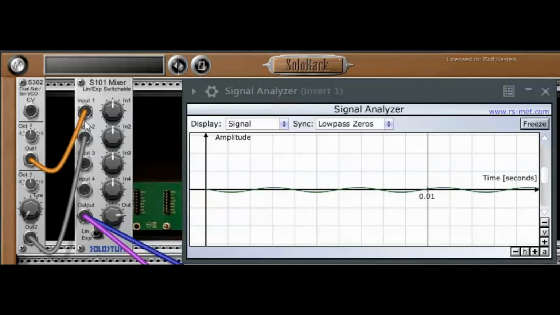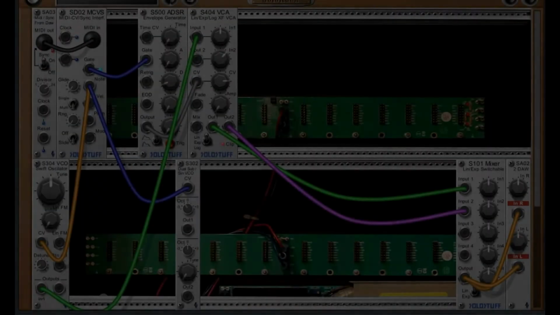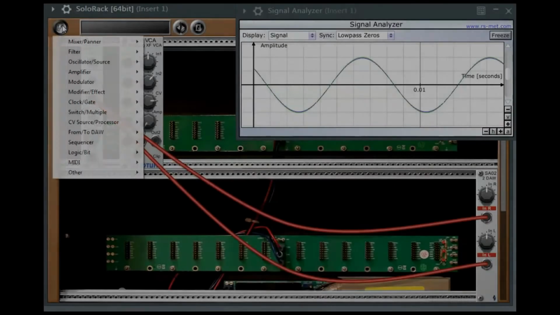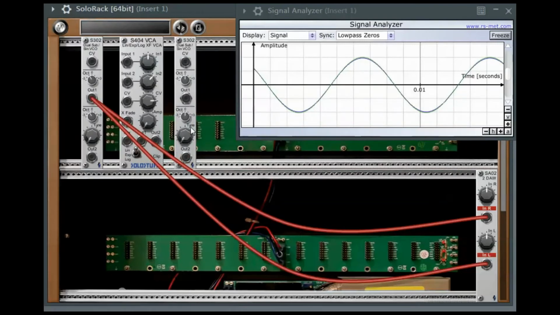The S302 is usually put into a patch to emphasize certain frequencies, often the bass frequencies. But let's not underestimate the abilities of the S302. So, what about that, for example?